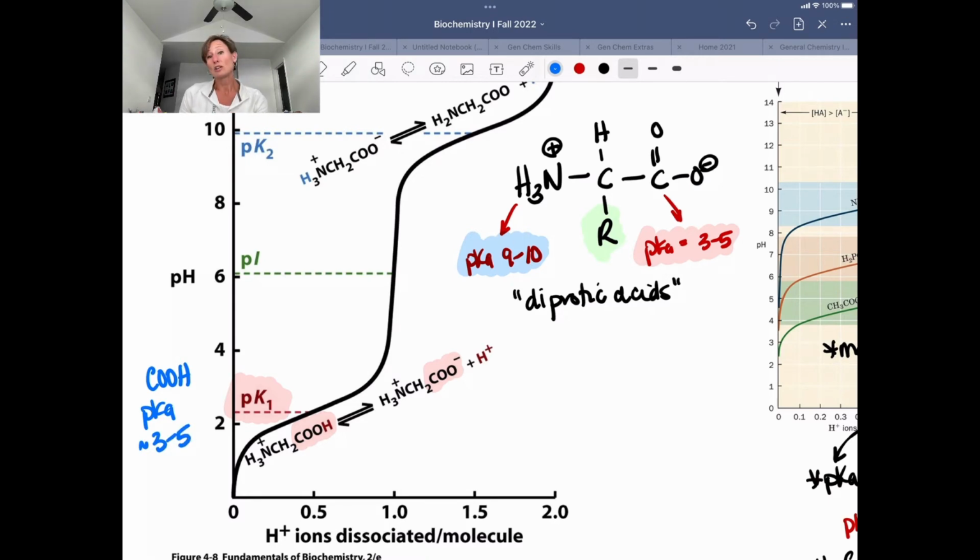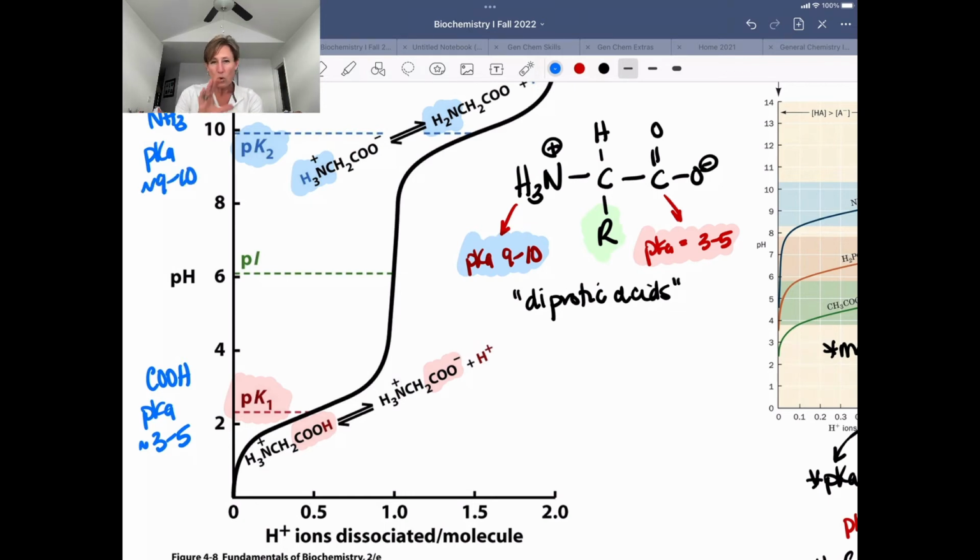Okay, now it's actually a little bit lower than 3 here, and we talked about the reason for that. If you have a positive charge over here, that's going to help pull away electron density, and so that's going to make that carboxylic acid more acidic, decreasing its pKa value. On the flip side, this second pKa value corresponds to the deprotonation now of our protonated amine, and that protonated amine has a pKa of around 9 to 10.